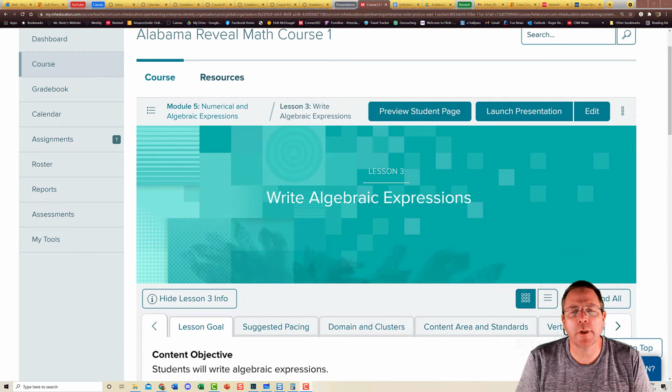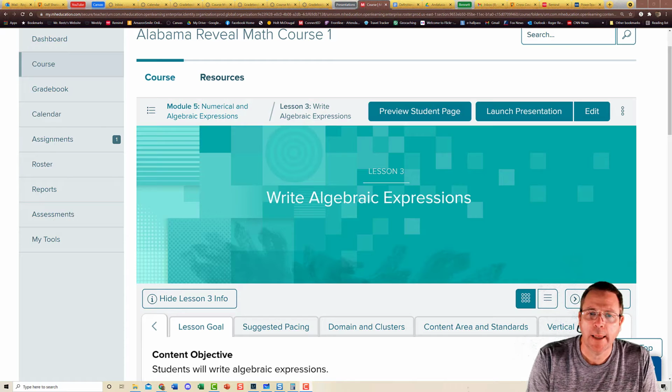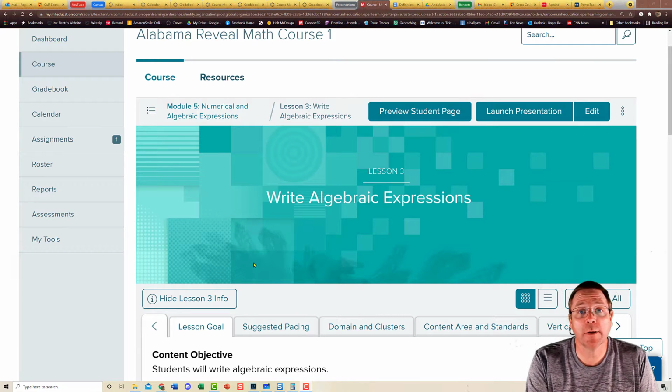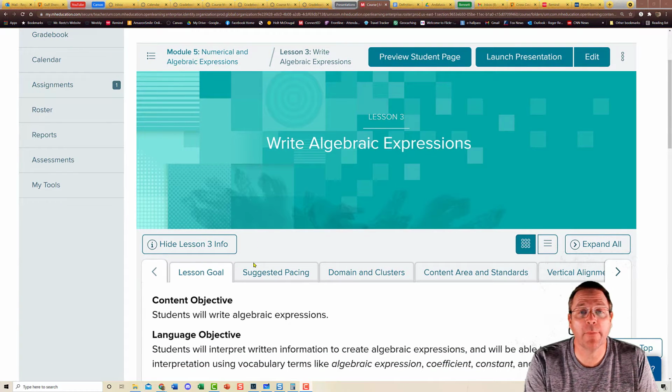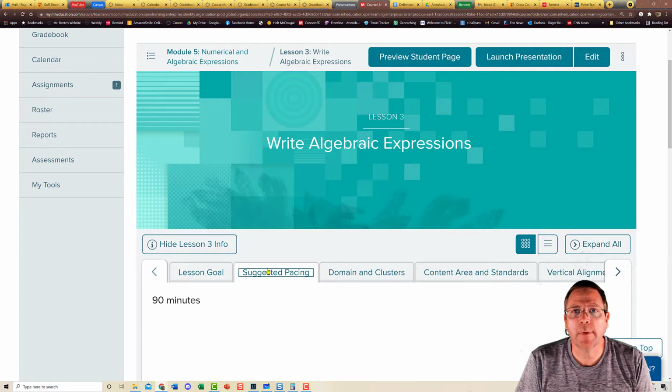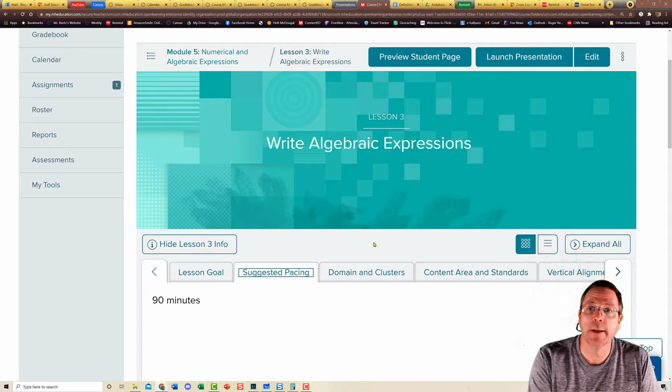Module 5, Lesson 3, has us learning to write algebraic expressions. If I'm guessing right, that means they're going to be giving us some words, and we've got to take those words and write them into mathematical problems. Content objective: students will write algebraic expressions, and they're claiming that this too will be a 2-day lesson.